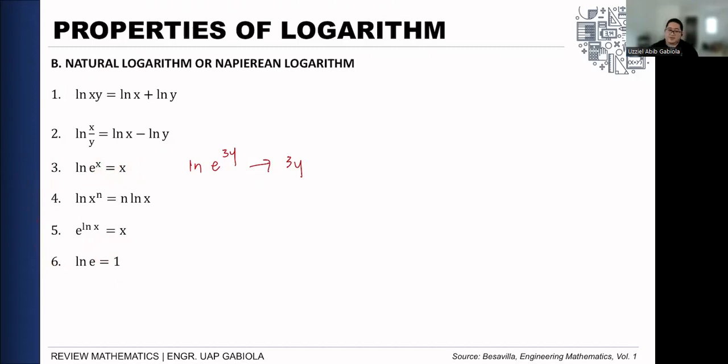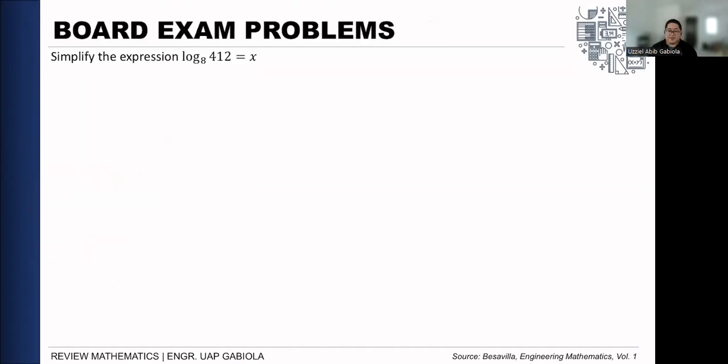Okay? So, to better understand this, let's try solving examples, no? Using yung laws natin. Okay? So, simplify the expression: log base 8 of 412 is equals to x. So, parang basically, pinapahanap yung value ni x, no? So, ano daw yung magiging value niya? So, meron tayo kanina na log base b of n is equals to x. So, pwede siyang maging b^x is equals to n. So, let's try to apply that here. So, pwede maging 8^x is equals to 412. Okay?